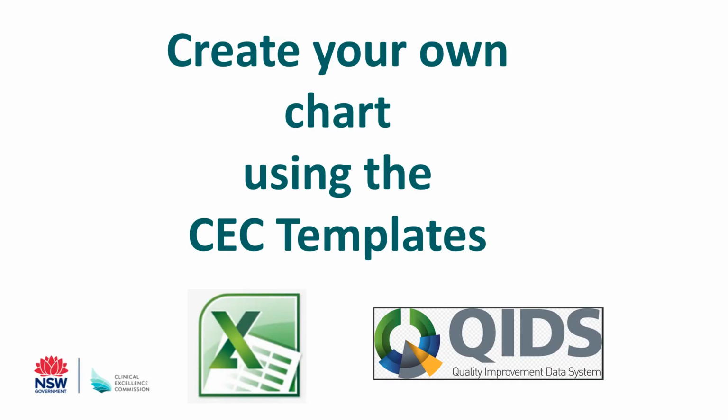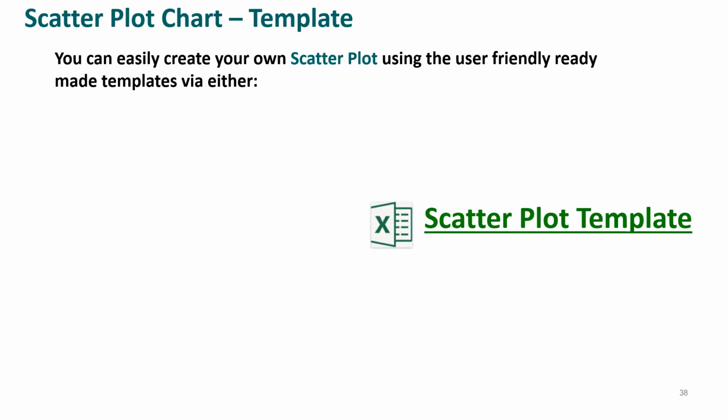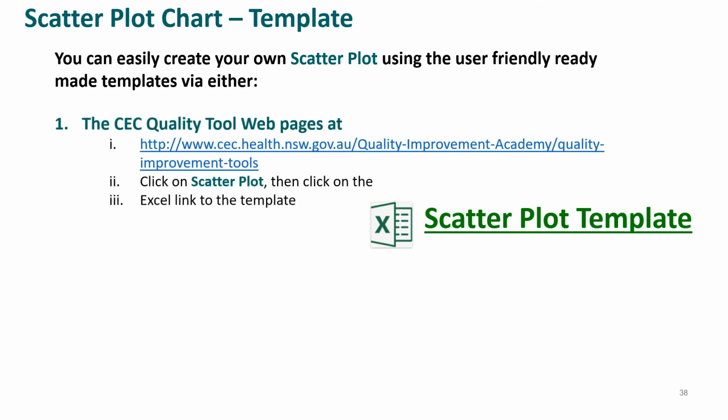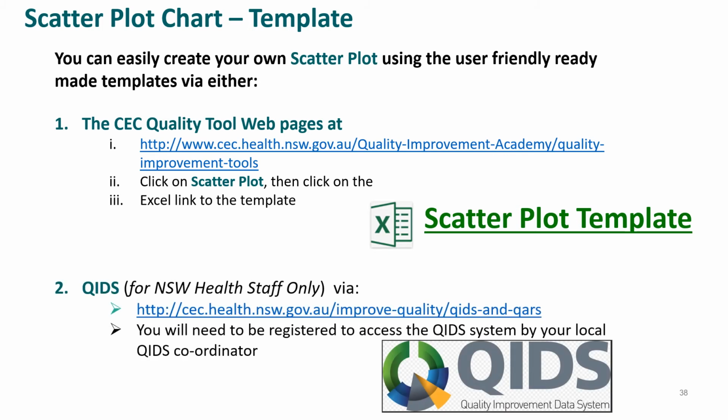I'll now show you how you can create your own chart using the ready-made templates on the CEC website. You can easily create your own chart using the user-friendly ready-made templates on the CEC website, and we have two different systems where you could do this. Either on the Quality Tool web pages, and you click on the chart that you want, and then there will be an Excel template for you, or you can use the Quality Improvement Data System or the QIDS system. You'll need to be registered to access the QIDS system by your local QIDS coordinator in your LHD or your network, and this is for New South Wales Health staff only.